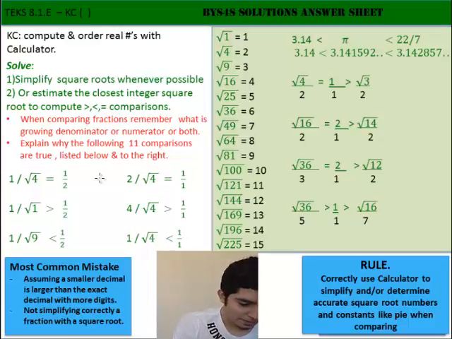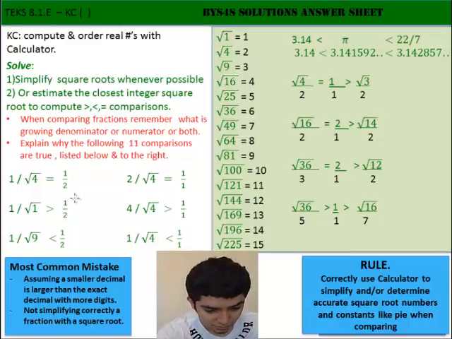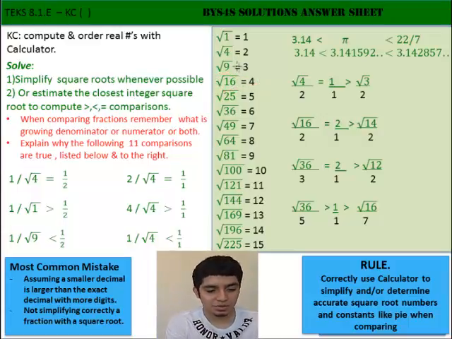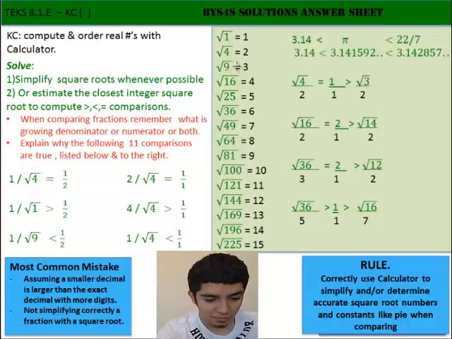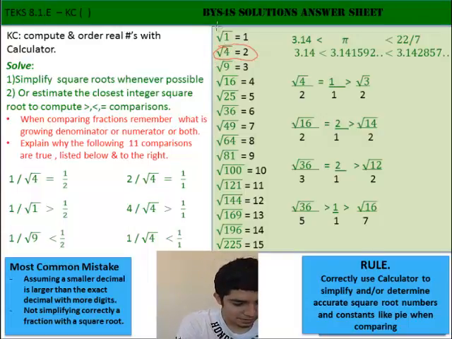On the first example we have 1 over the square root of 4 is equal to 1 over 2. If you see here in the middle where I'm circling, this is the square root table. The square root of 4 is equal to 2, and you can use this table to solve these. We can simplify this fraction into 1 over 2, so we know that these are equal to each other, and this is true.